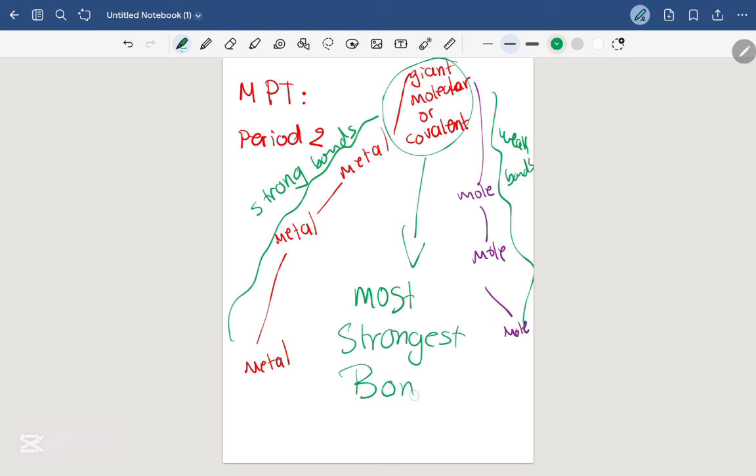Now it's the same for all other groups. It starts with metal, then metal, then metal, and it increases to giant molecular or covalent, then it decreases regarding the molecular. Now we finished the melting point. Now we will what?